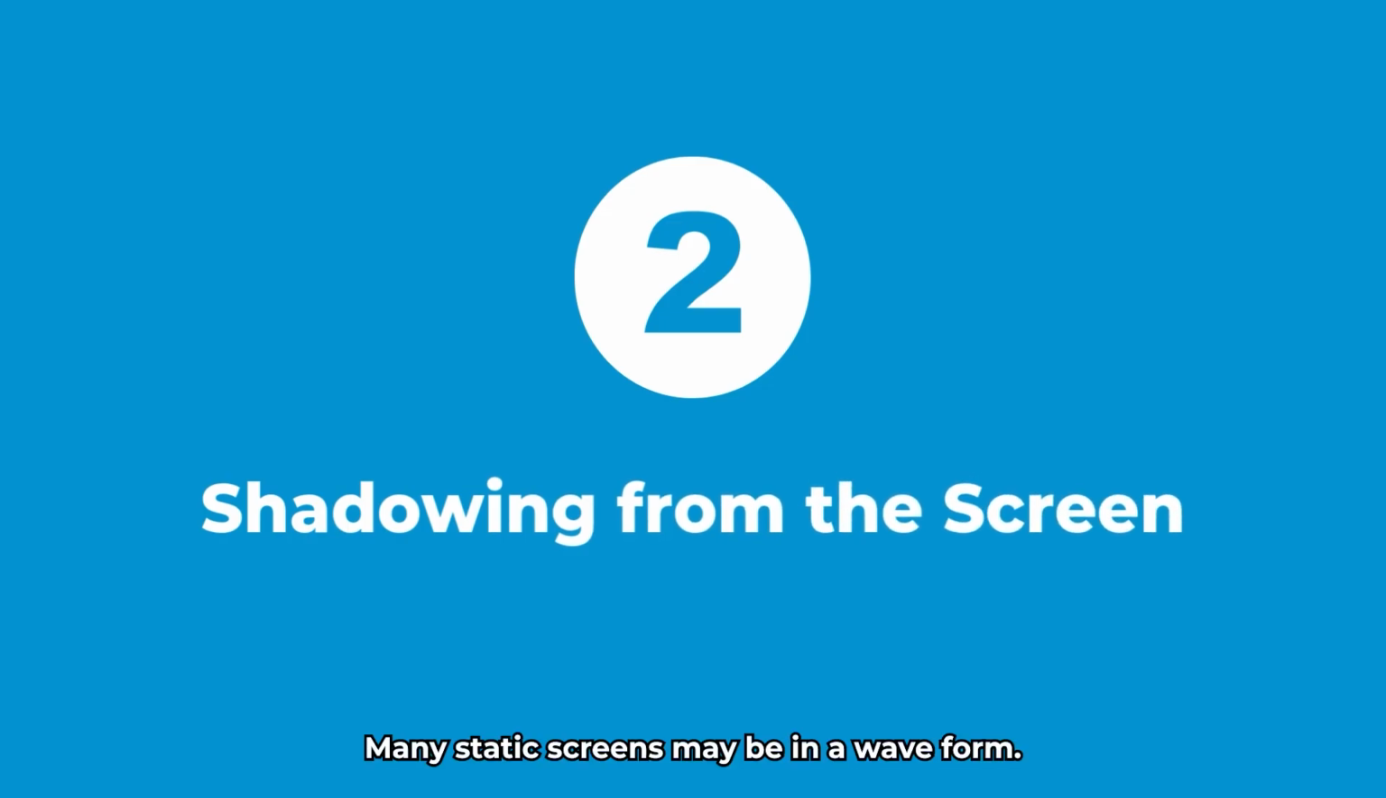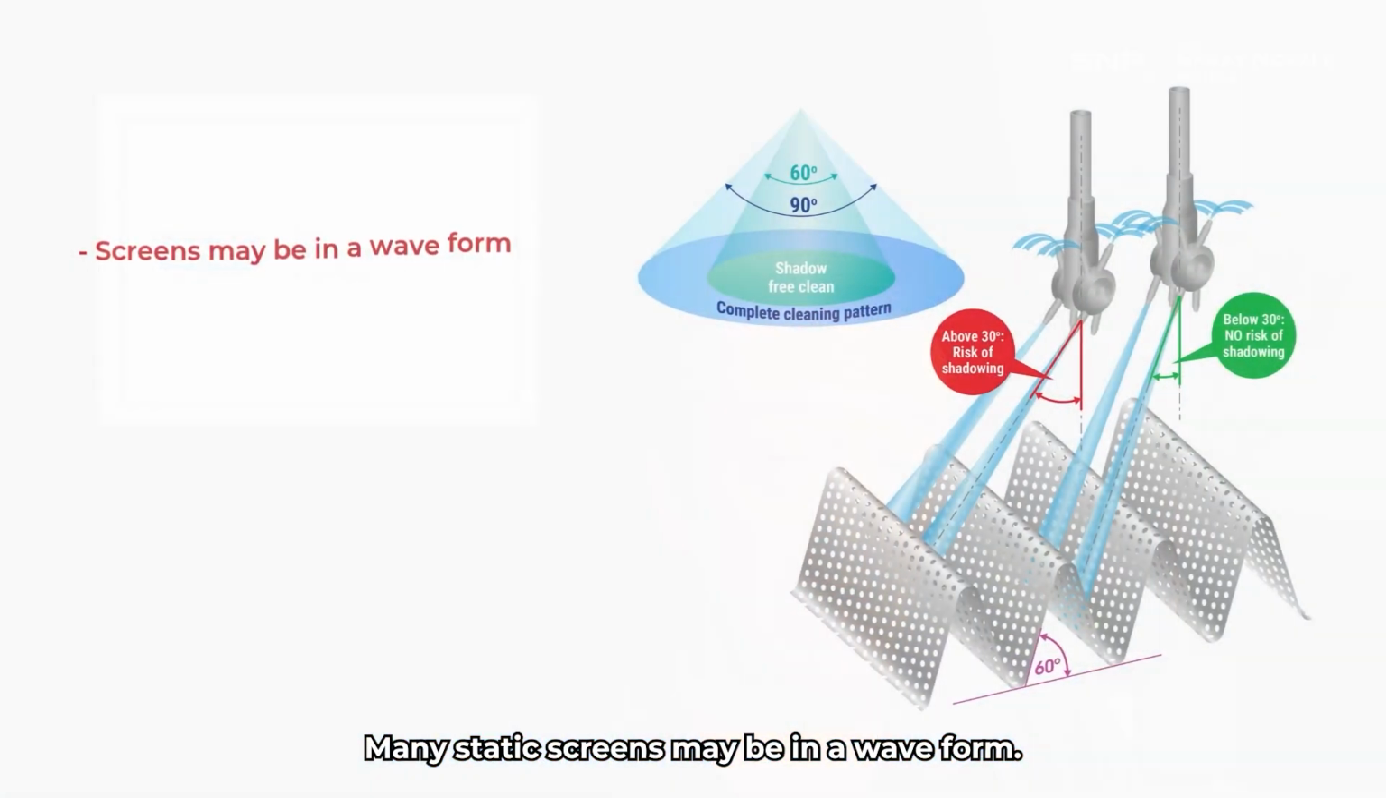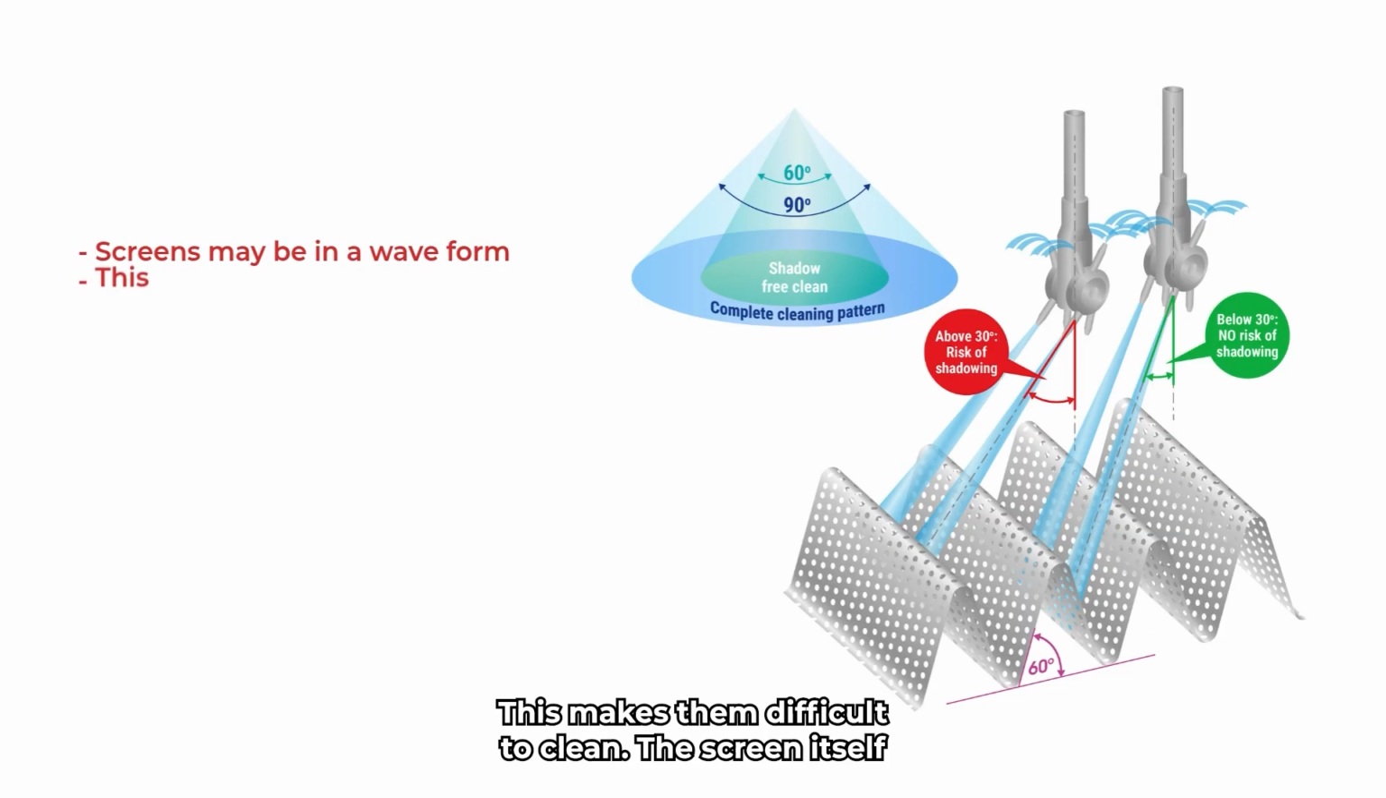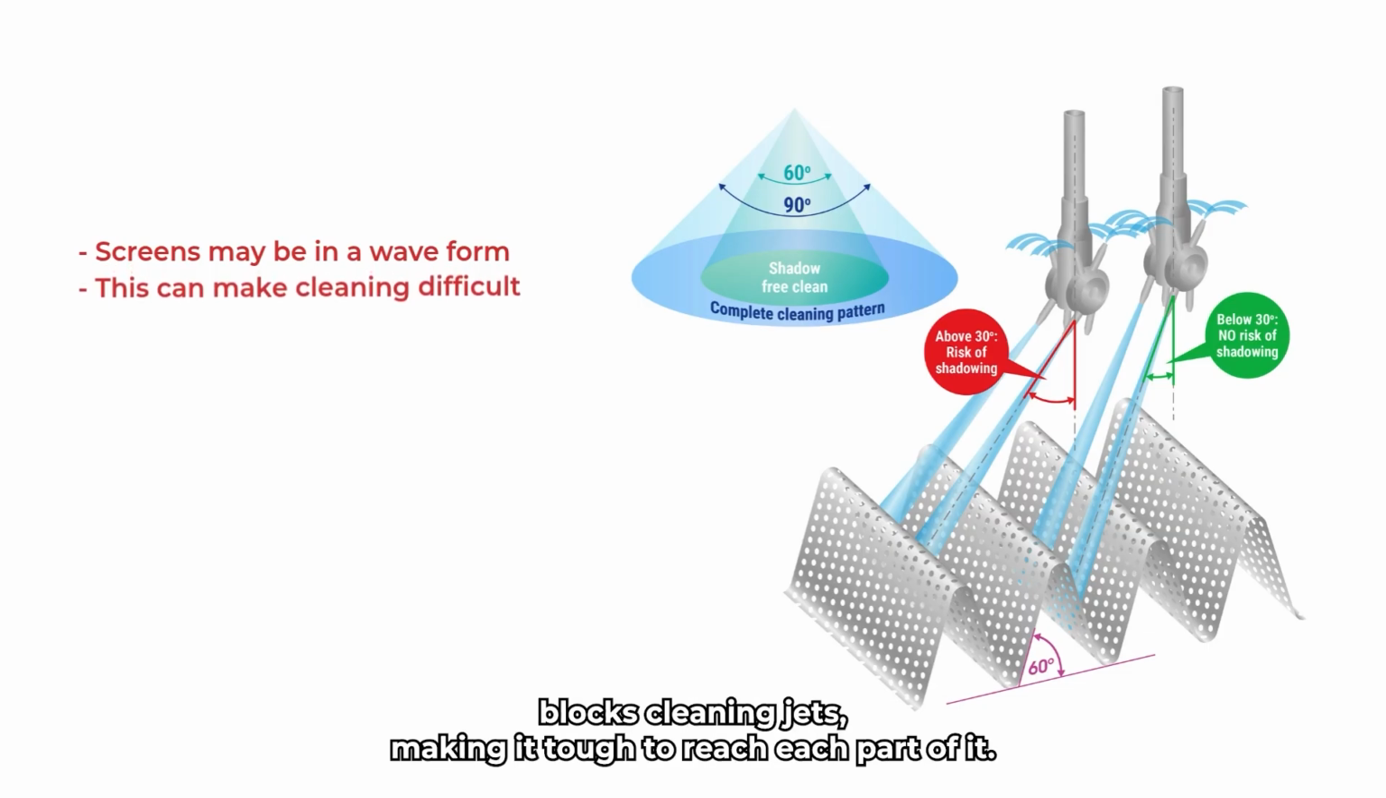Number 2, the second challenge, shadowing from the screen itself. Many static screens may be in a waveform. This makes them difficult to clean. The screen itself blocks cleaning jets, making it tough to reach each part of it.